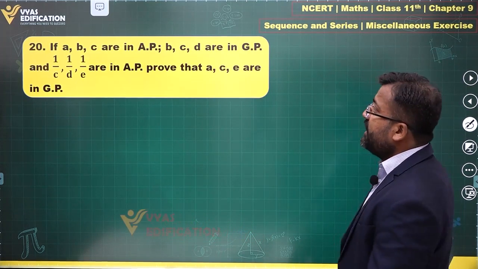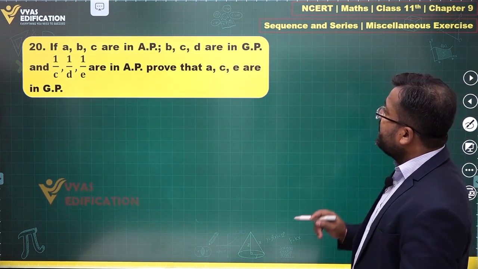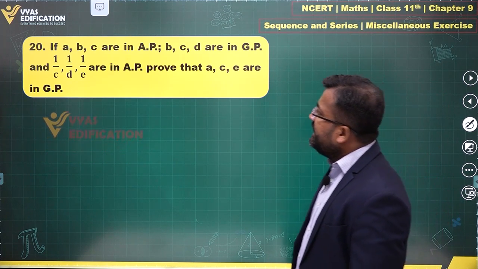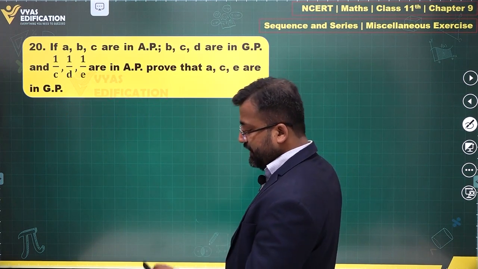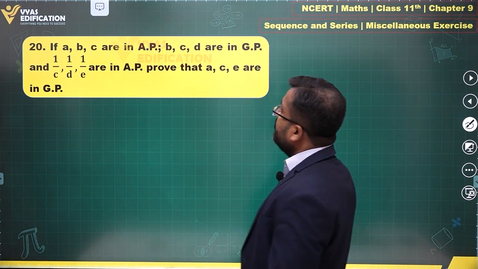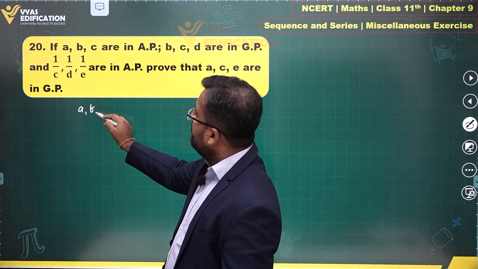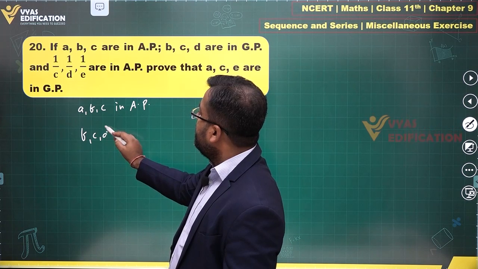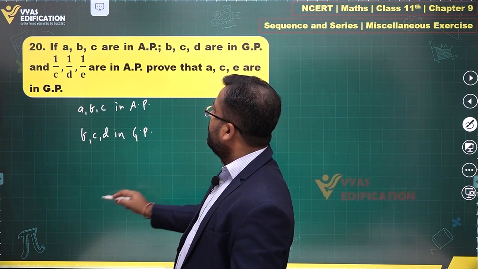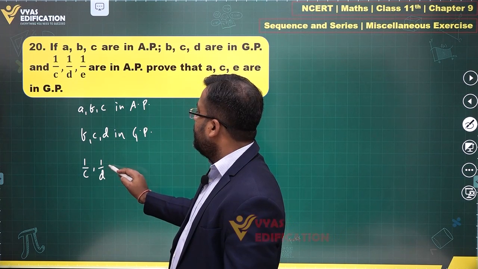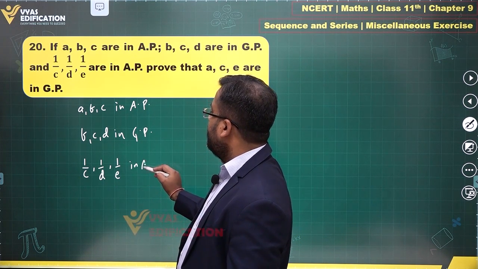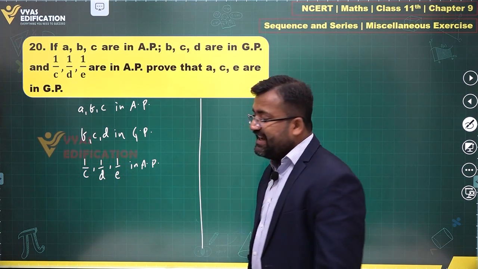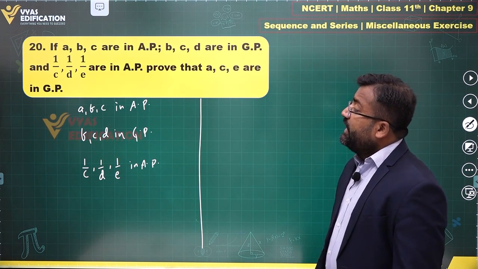Question number 20, it says, if a, b, c are in AP, b, c, d are in GP, and 1 upon c, 1 upon d, 1 upon e are in AP, prove that a, c, e are in GP. Okay. So a, b, c are in AP, which is given, a, b, c in AP, b, c, d in GP, 1 upon c, 1 upon d, 1 upon e in AP again. Prove that is a, c, e. So we are supposed to talk about a, c, e after this. Alright. a, c, e are in GP.